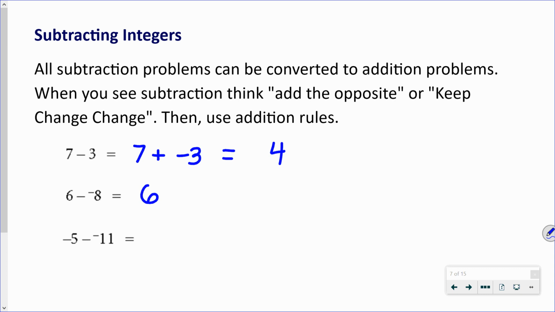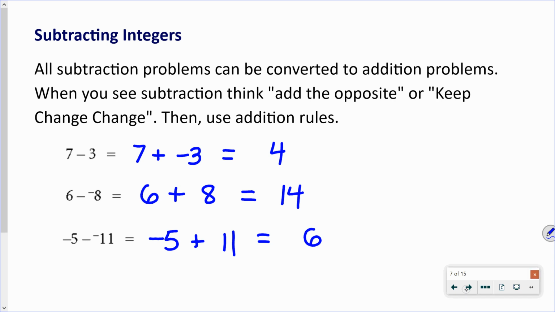You keep the first one, you change it to addition, and you change the sign of the second number. Keep, change, change. And then you've just got 6 plus 8, which is 14, both positive, keep it positive. In the last example here, keep, change, change gives us -5. Change it to addition, and then change the 11 to a positive. So keep, change, change. Now I've got one positive, one negative. I'm going to follow my rule, which told me subtract the values, keep the sign of the bigger number, which here is 11. So I end up with 6 positive.